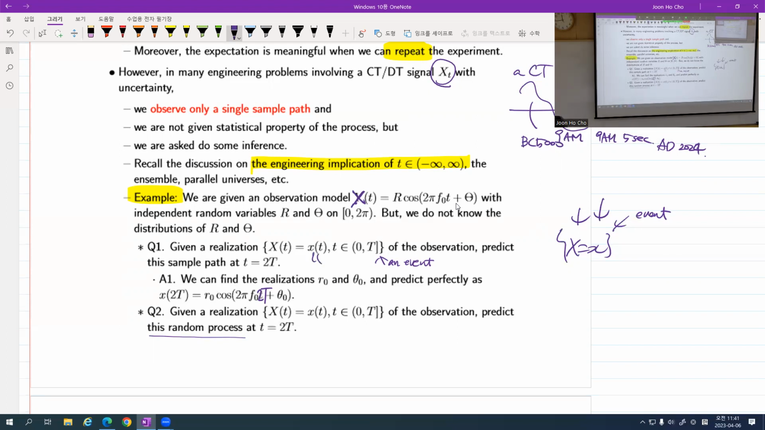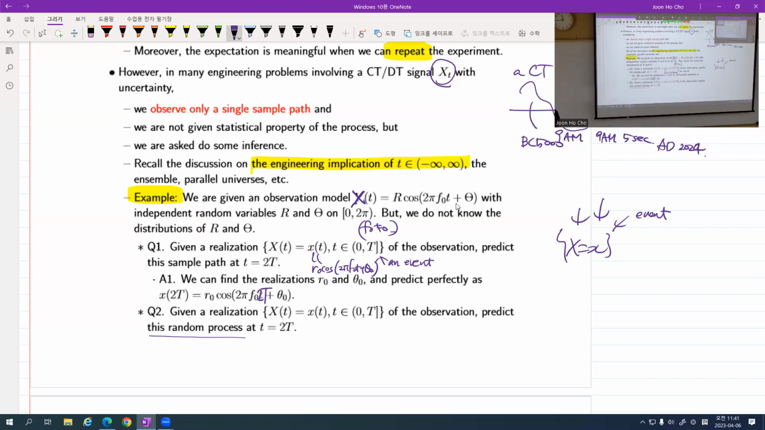And you know that since there is no noise here, if you observe some realization, this one, x0, can be written as r0 cosine 2 pi f0 t plus theta 0. And here probably I have to assume that theta 0 is not 0, but anyway, that constant is known. Then you can find r0 and theta 0 with 0 error, mathematically speaking. And then since you know r0 and theta 0, you just plug in capital T, 2t, here, like this. Then you have x of 2t perfectly. No ensemble required, right?